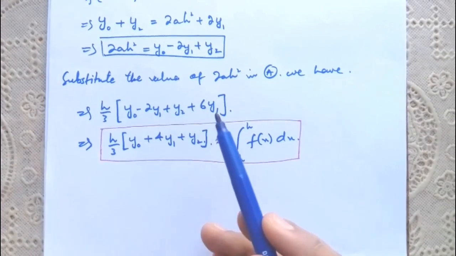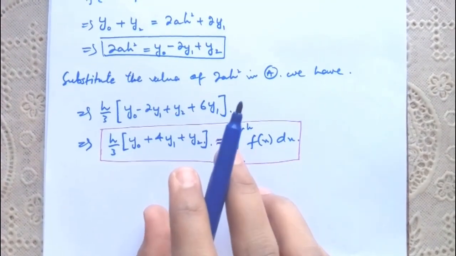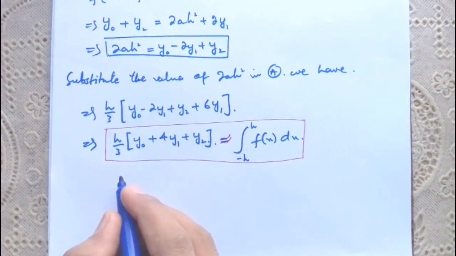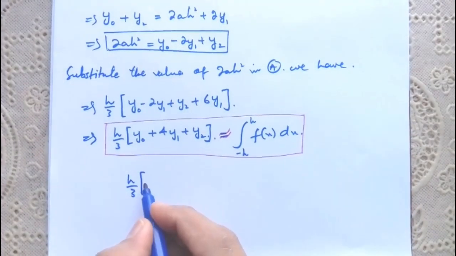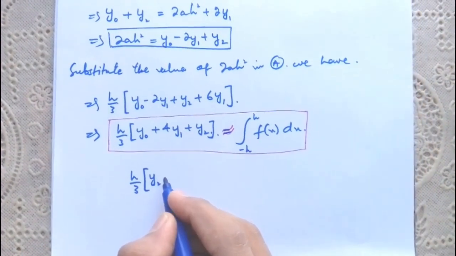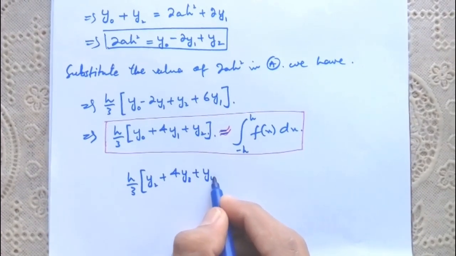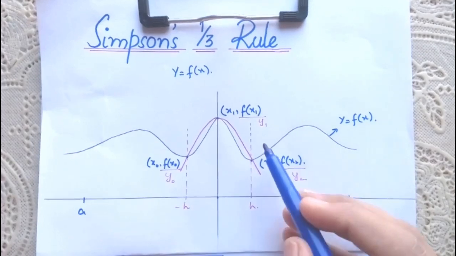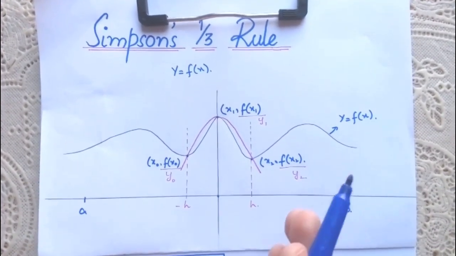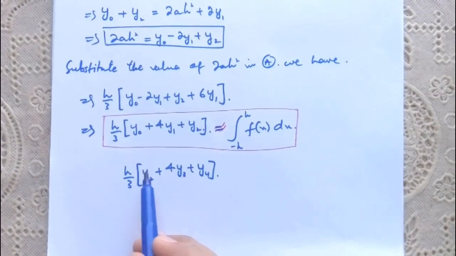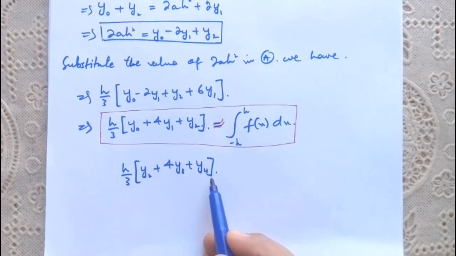Now we take another 3 points and find the area under the curve in the small interval of the same size. So which will be h upon 3 y2 plus 4 y3 plus y4, right? Because for the second 3 points, the first point will be x2 y2, right? So the area under the curve of the parabola formed by the second 3 points will be this.